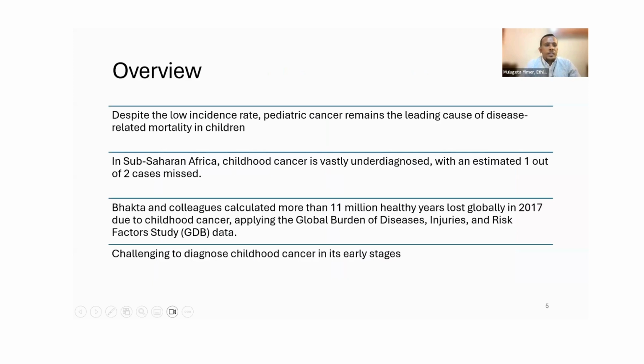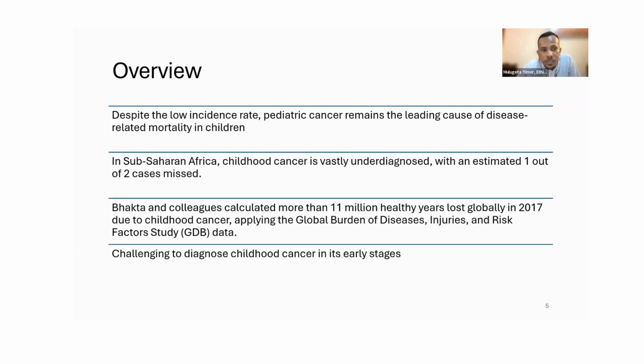So as an overview, despite this low incidence rate as compared to cancer in adults, pediatric cancer, or cancer in children, remains the leading cause of disease-related mortality, both in high and middle-income countries. But in sub-Saharan Africa, it's vastly underdiagnosed. And that's why we are making these kinds of sessions for increasing awareness among frontline medical practitioners to fill the diagnostic gap.